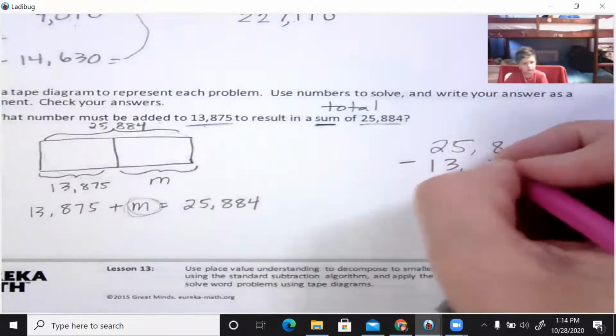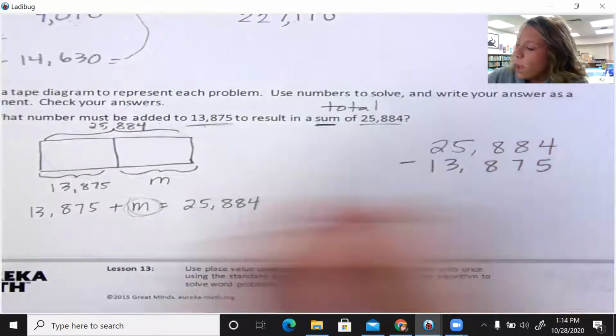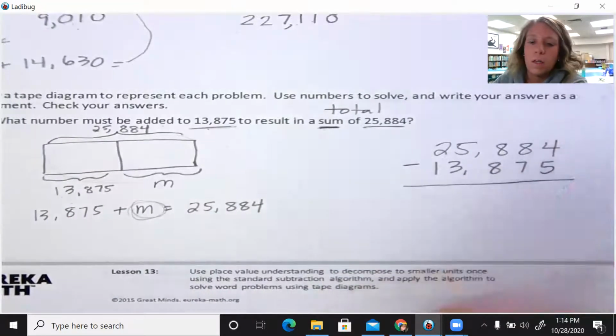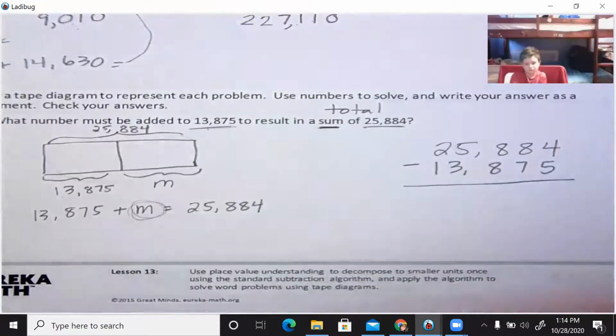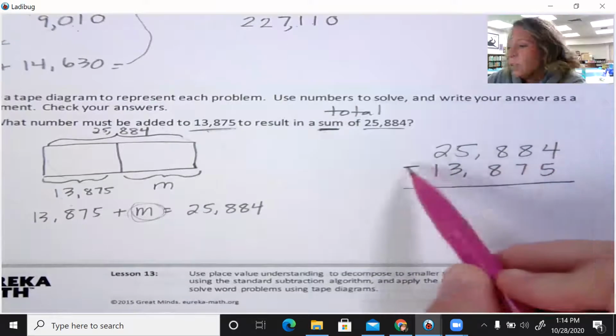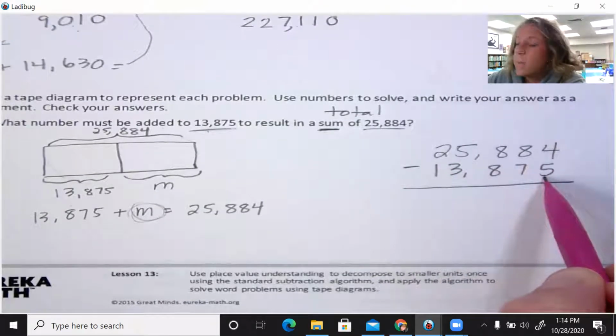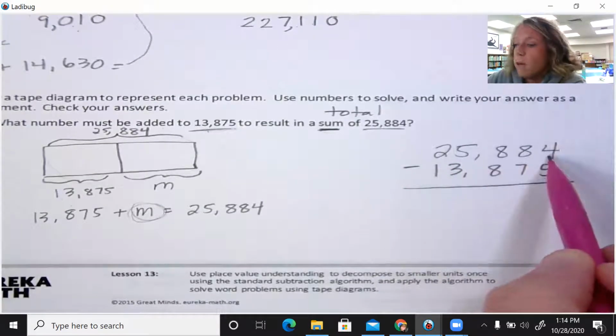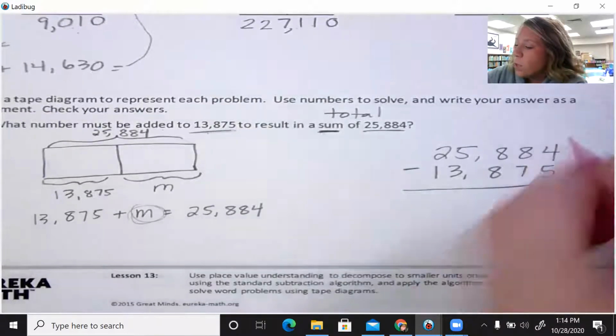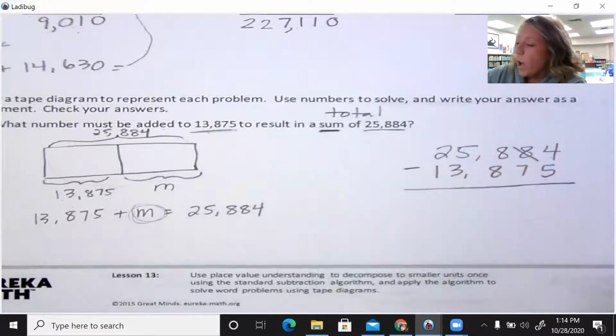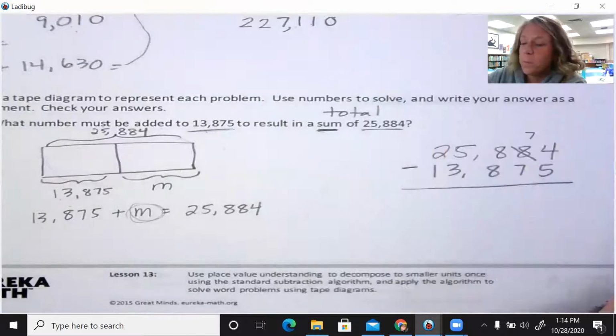13,807. So we're going to take away the one part. Now we're going to subtract these. I start in my ones place, 4 minus 5. I know I can't do that because if I have 4, I only have 4. You can't take away 5. So I'm going to go to my 8. I'm going to take 1 away, and that becomes a 7.